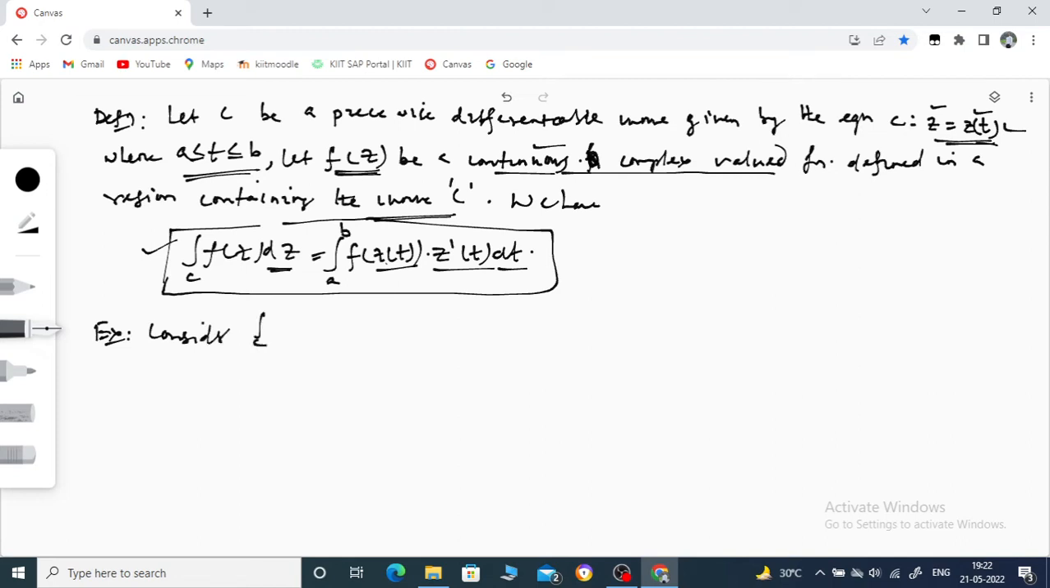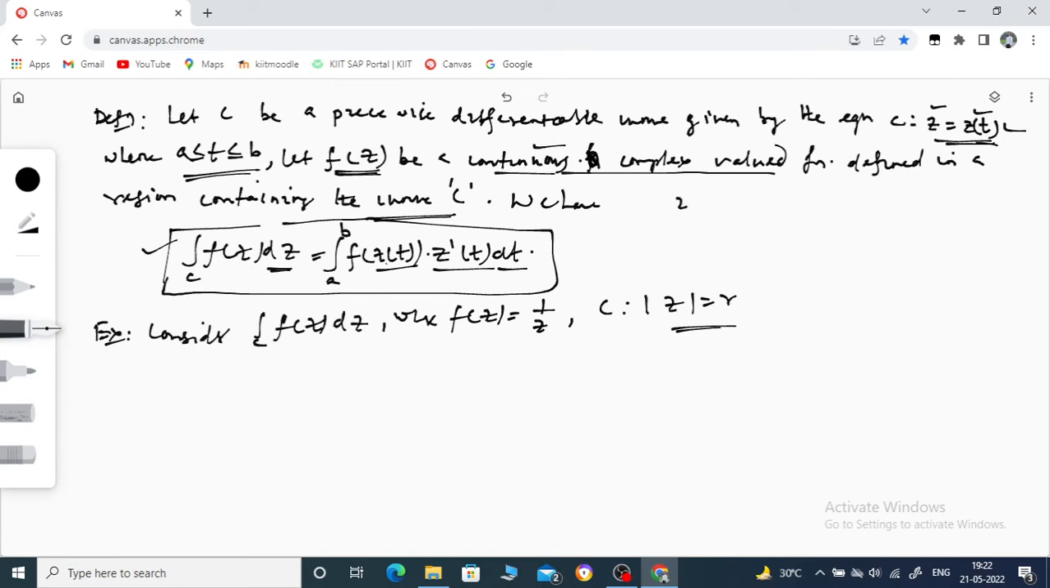Consider integration over C f of z dz, where f of z is here 1 by z. And what is the curve C? Curve C is a circle. This is mod z equal to r. So what do you mean by mod z equal to r?